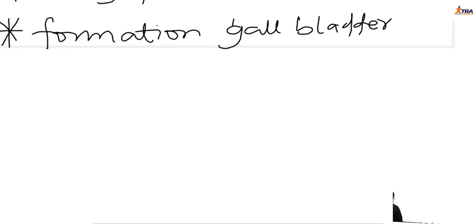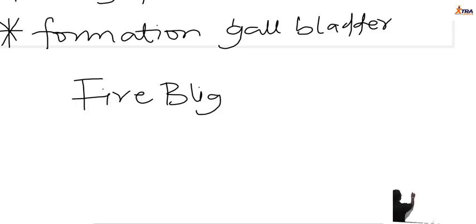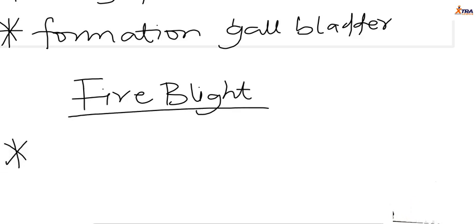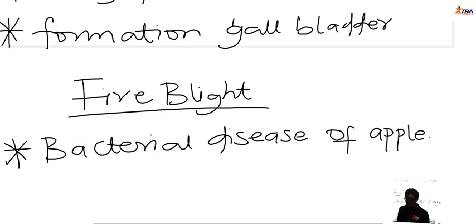So now you have what's called fire blight. It's found in apples. It is a bacterial disease of apple. The unique thing about this disease is that this was one of the first plant diseases that was shown to have a bacterial involvement. So for the very first time, they were able to discover that, wow, even in plants, bacteria also causes disease conditions. And it was fire blight.